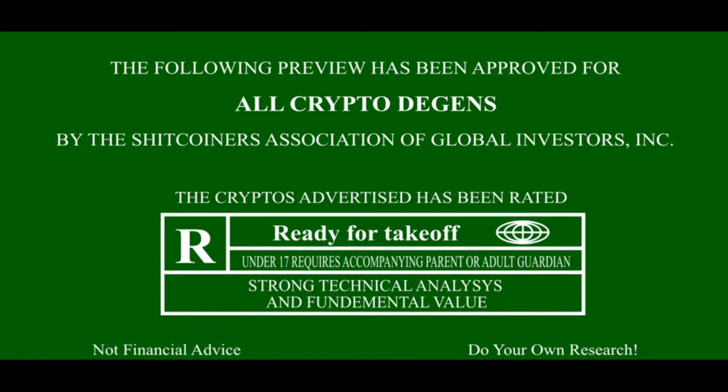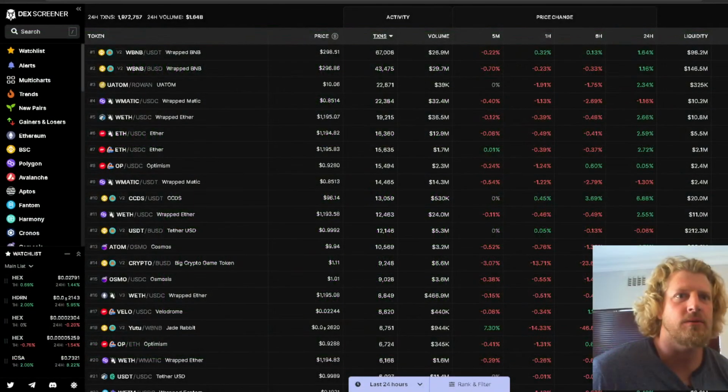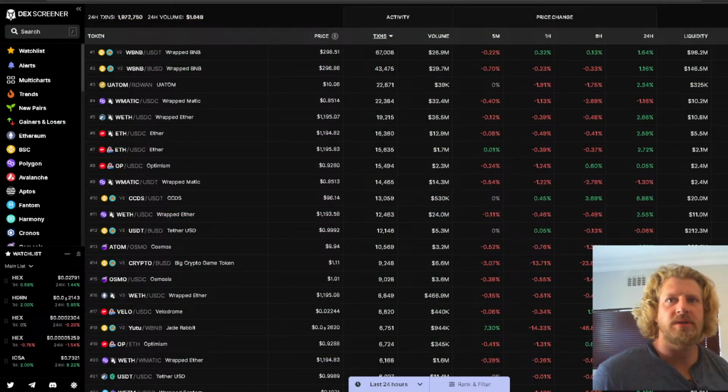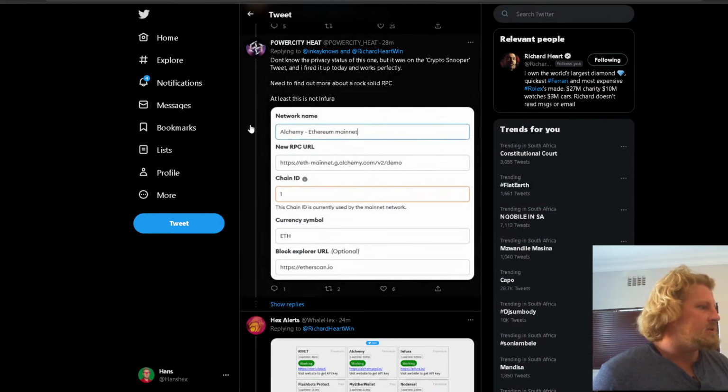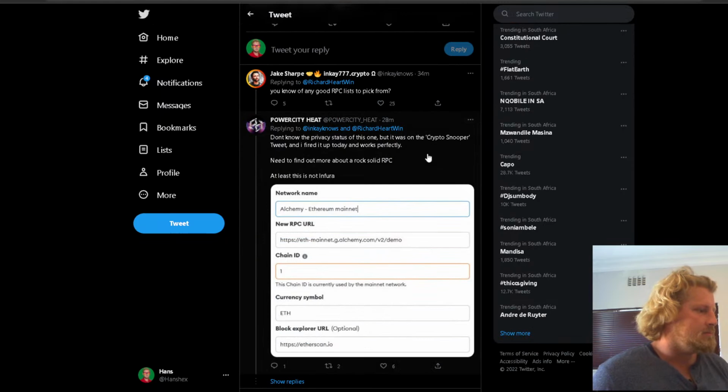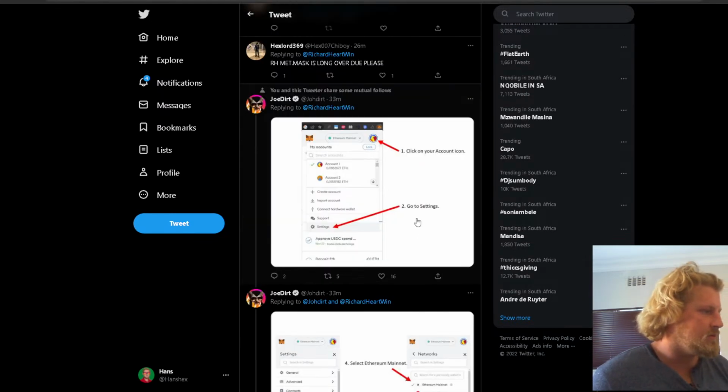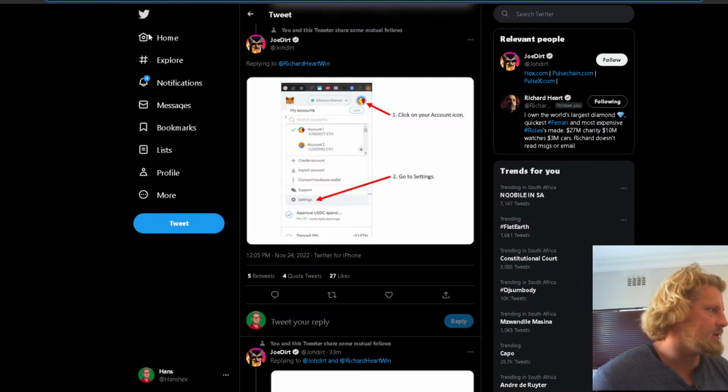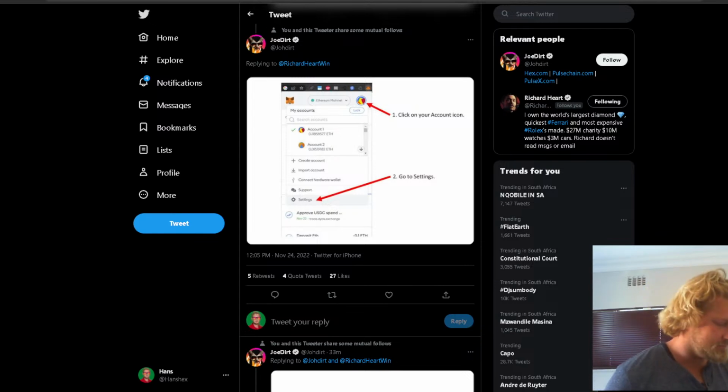So we are going to be showing you guys how to change your RPC settings. Richard Hart tweeted, and I will leave all of these links in the description, especially this one, before I forget. This is how to change your RPC from Infura, and I'm putting it in the description below, but I'll walk it through for you guys as well. So yeah, it's in the description now for you guys.